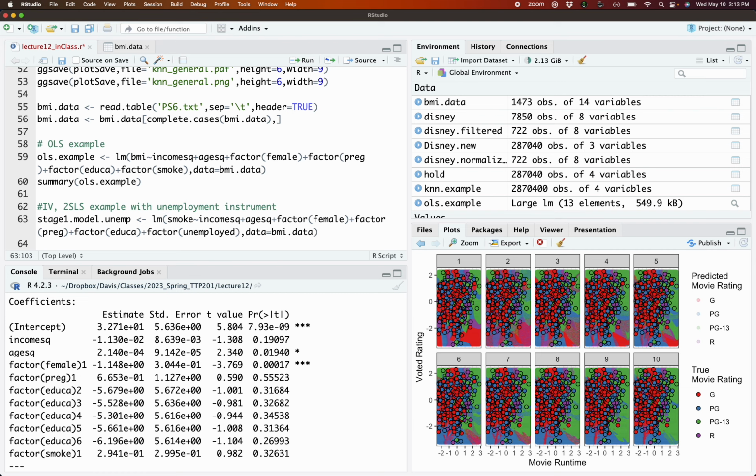smoking variable. Yes? Is smoking a factor or not? Smoking is a factor, but I think it'll do it automatically, yeah.